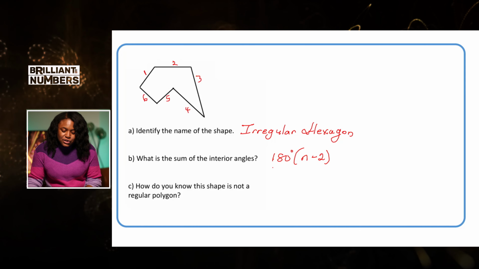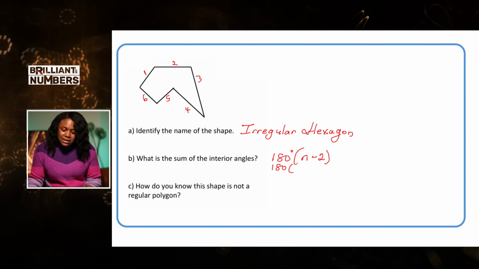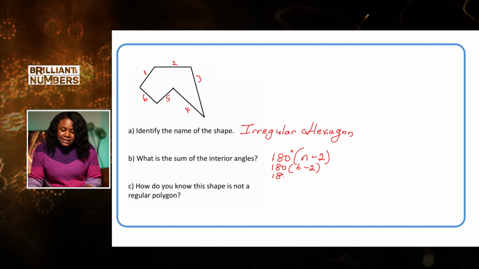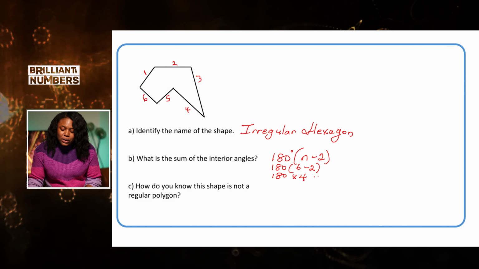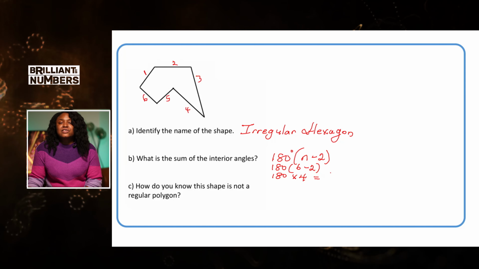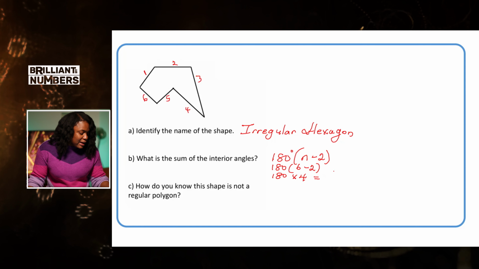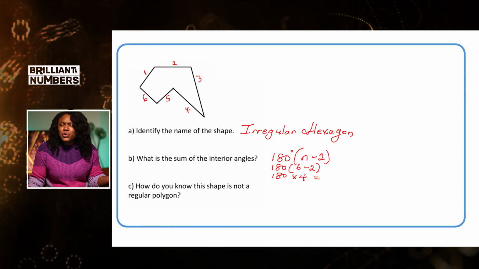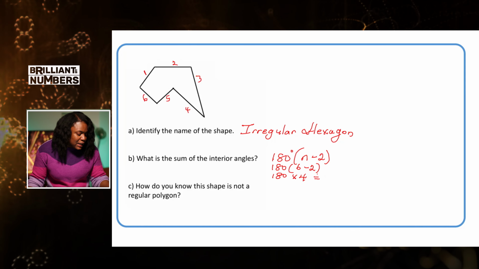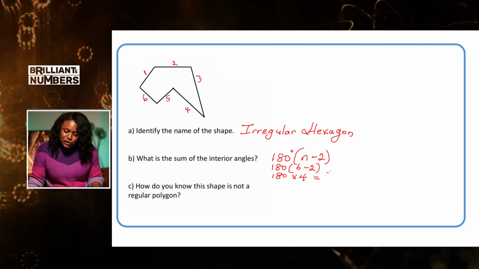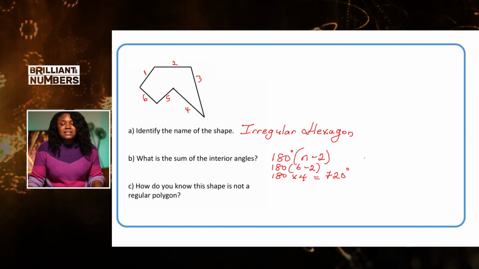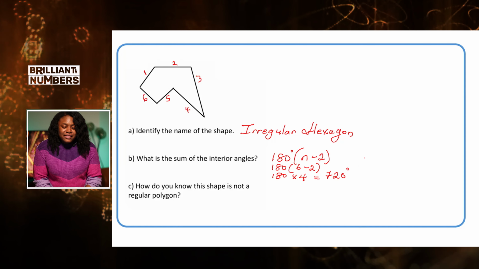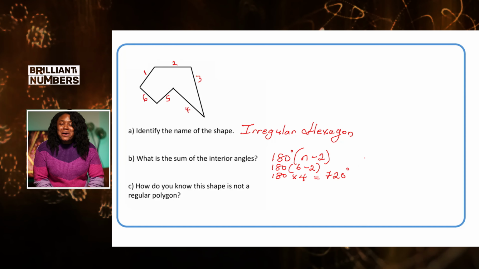So 6 sides, so that's going to be 180 times 6 take away 2, which is 4. So it's 180 multiplied by 4 will give us the total angles in the shape. So we go ahead, 180 multiplied by 4, put that in your calculator, or you could just count up by 180. And that gets us 720 degrees. Beautiful.